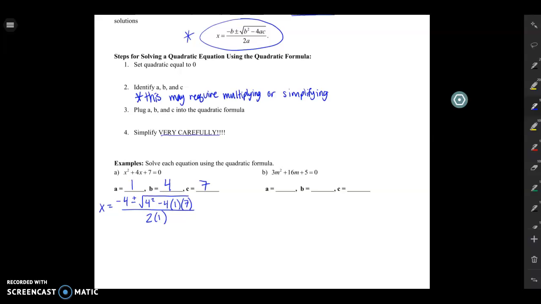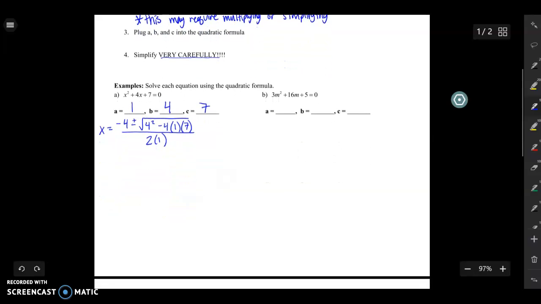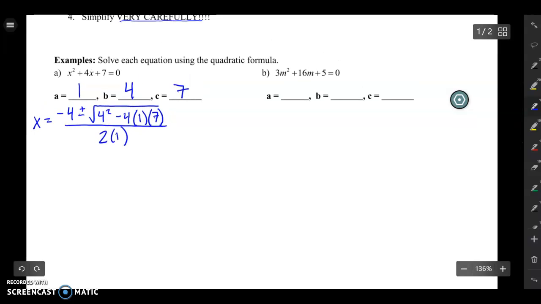So our next step, now that I have it plugged in, is to simplify very carefully. I'm going to start combining like terms and multiplying. So I have negative 4 plus or minus the square root of 4 squared, which is 16, minus 4 times 1 times 7. So 4 times 1 is 4, and then 4 times 7 is 28.